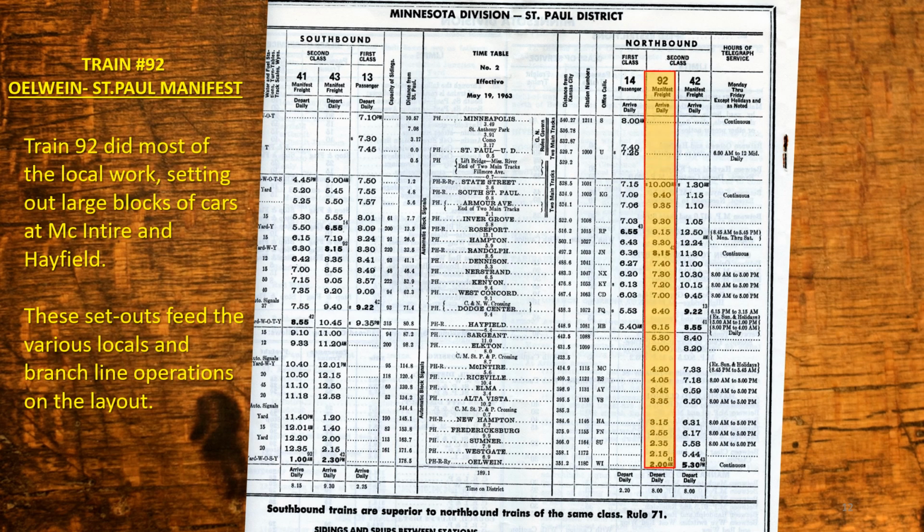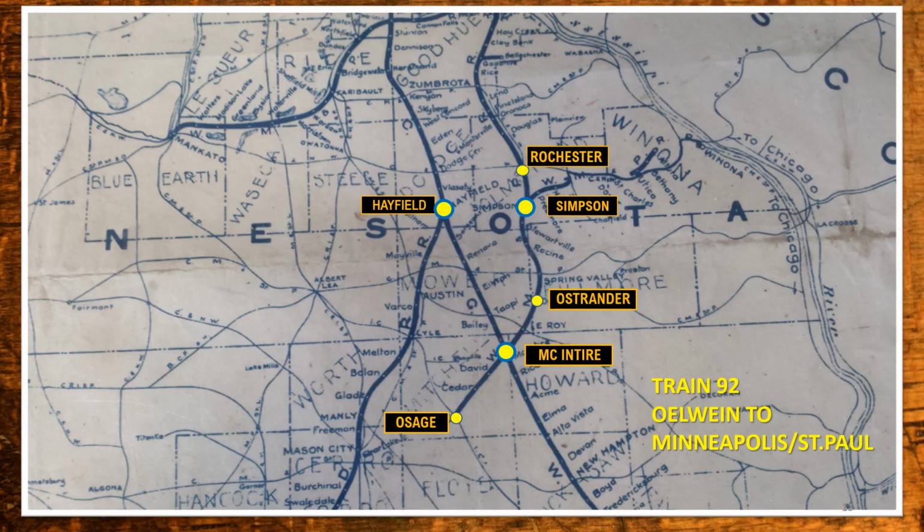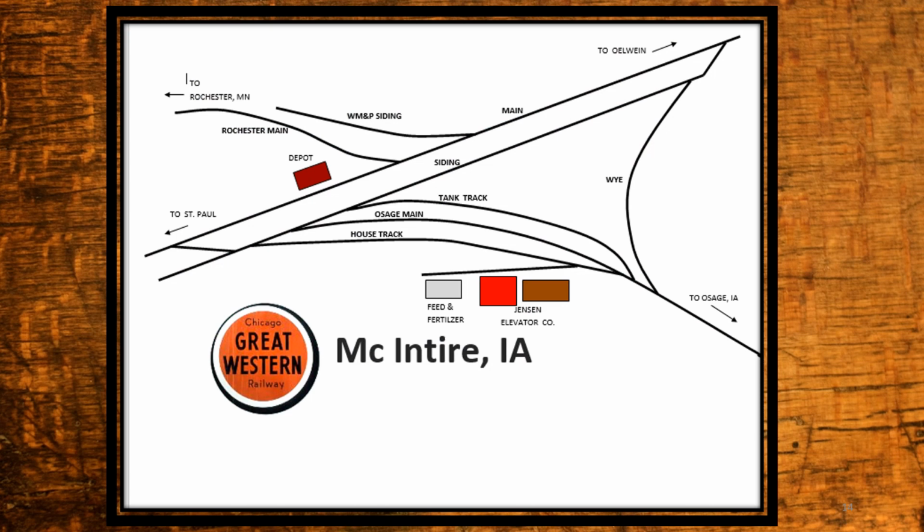You can see it goes from the bottom there. Owatonna sets out, picks up at McIntyre, and sets out and picks up at Hayfield. So we'll follow here train 92 on the layout and begin our operating session. So the train comes up out of Owatonna, first stop on the layout. Owatonna is represented by staging, and the train stops at McIntyre.